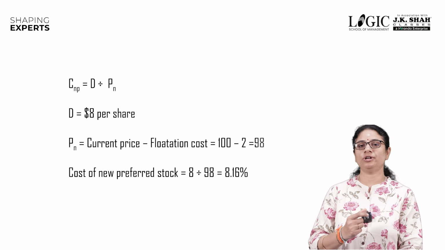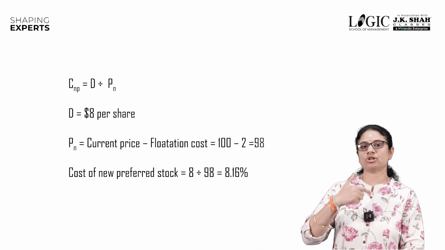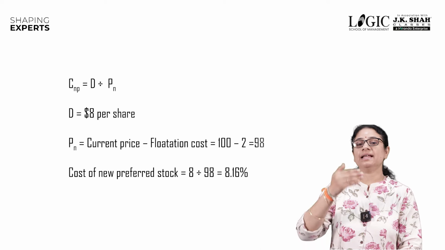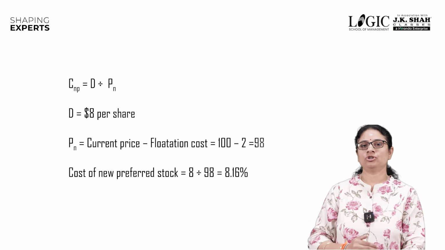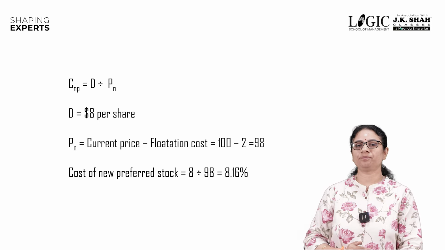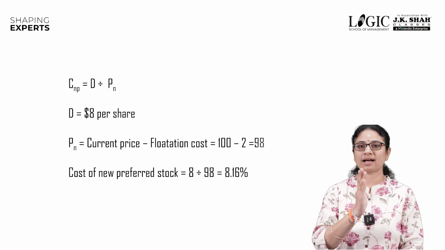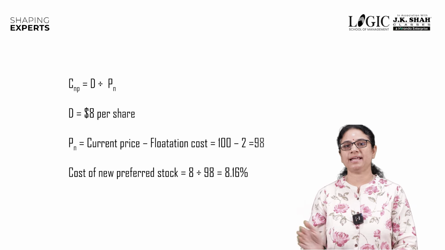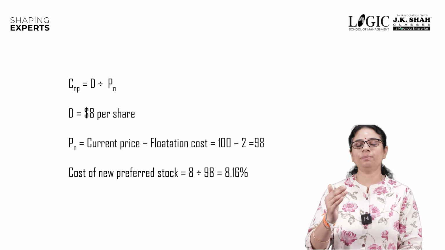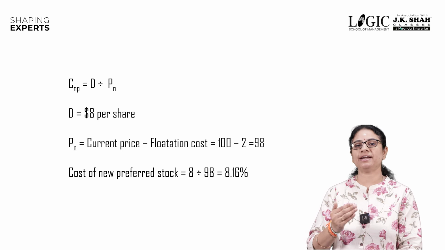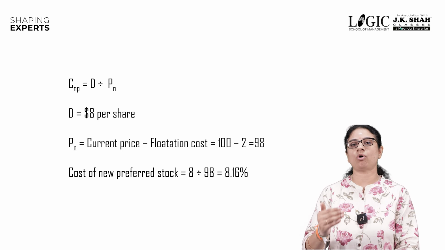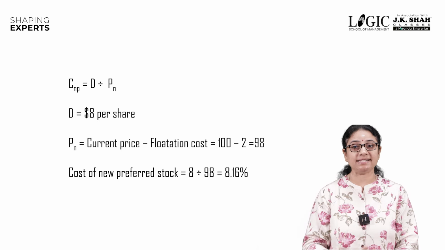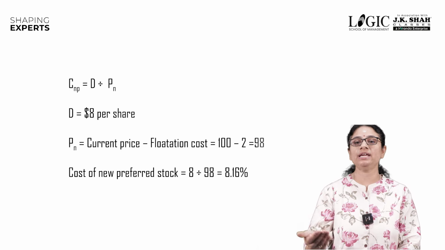So CNP is equal to D divided by PN. That is, the cost of new preferred stock is equal to the yearly dividend per share divided by the net proceeds per share. D is equal to $8 per share. Net proceeds per share is equal to the current price minus the flotation cost, that is 100 minus 2, which comes to 98. Therefore, the cost of new preferred stock is equal to 8 divided by 98, that is 8.16%.